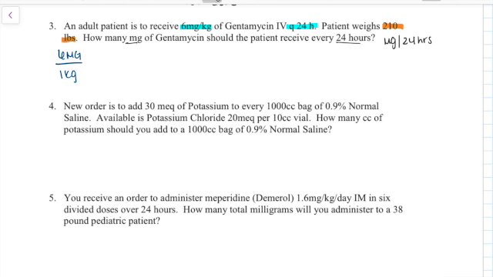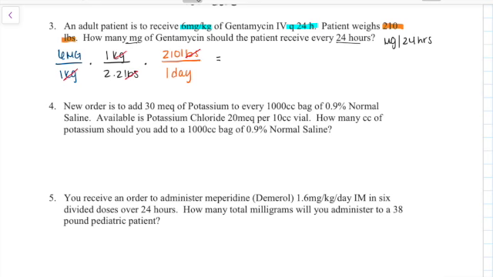We're going to convert pounds to kilograms. So 1 kilogram is 2.2 pounds. And we know that the patient weighs 210 pounds. And we want to know how much to give to this patient per day, or 24 hours. Okay, so let's cross cancel out what we can. Want to get rid of kilograms and pounds so that our final answer is going to be in milligrams per hour or per day.